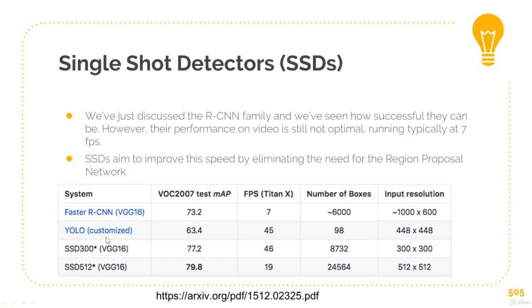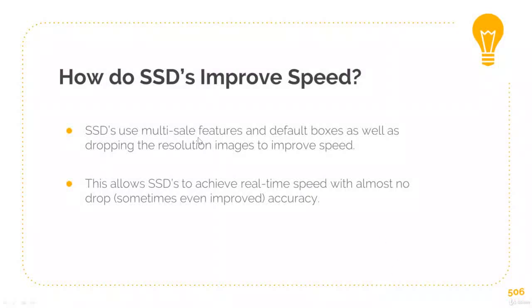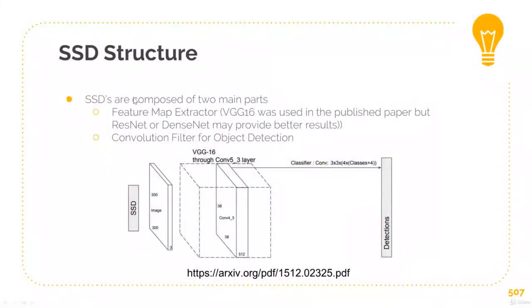You can see the speed of faster RCNNs here, and YOLO, this is YOLO version 1, but look at the speed of SSDs. On relatively high resolution images, they're pretty fast. This is running on a Titan X GPU. So this is pretty impressive. How did they achieve this improvement in speed? SSDs use multi-scale features and default boxes, as well as dropping the resolution of the images to improve speed. That doesn't sound that difficult, does it? But anyway, this allows SSDs to achieve near real-time speed with almost no drop in accuracy. SSDs are comprised of two main parts. We have the feature map extractor, and typically they use VGG16.